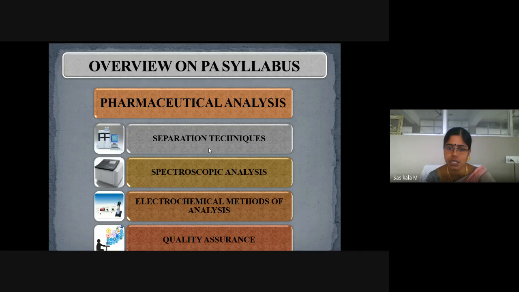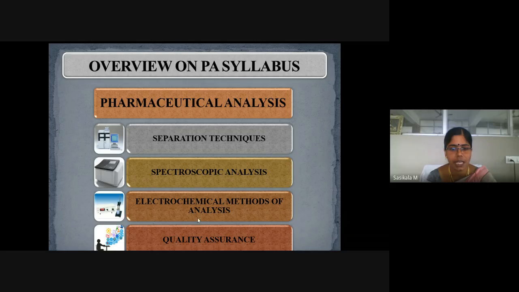Separation technique and spectroscopic, these two are the most important techniques under pharmaceutical analysis. Chromatographic techniques and spectroscopic techniques. Chromatographic techniques are nothing but separation techniques. Spectroscopic techniques are nothing but using radiation, samples are analyzed. What type of radiation? Electromagnetic radiation. This we will discuss briefly under the specific topic when we get into it.